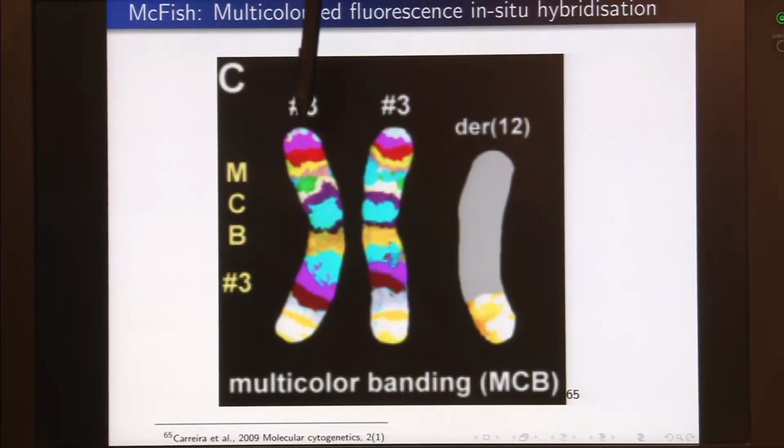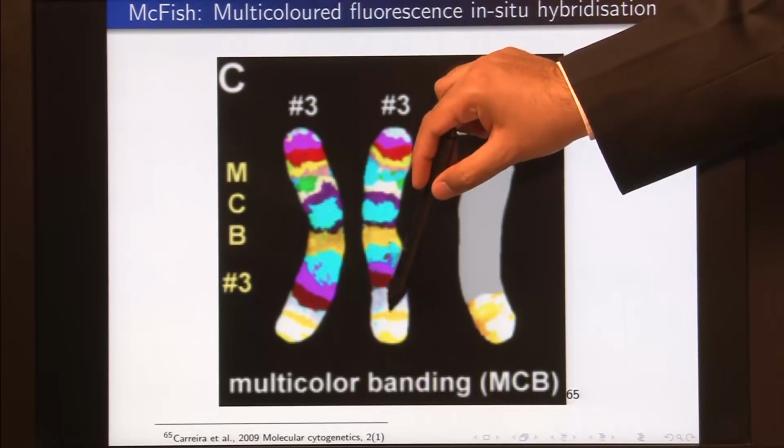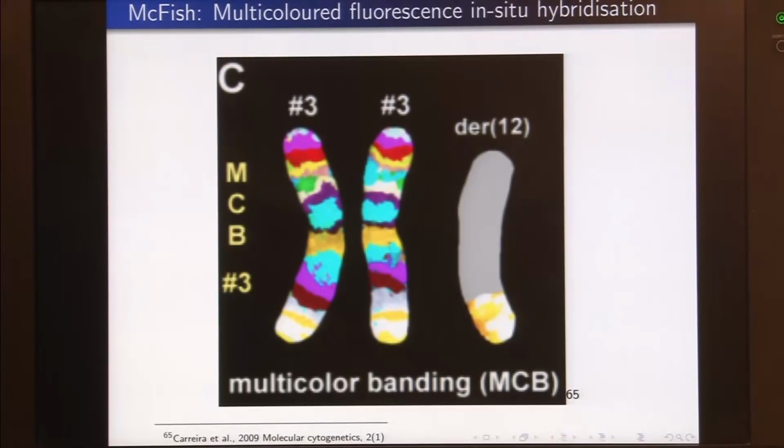Why? Because suppose this region is coding for a height gene, so the height gene in chromosome number 3 coming from the father will have a position here. So the height gene coming from the mother in chromosome number 3 will also have the same position. We won't have a height gene here and a height gene here. So these come in pairs.